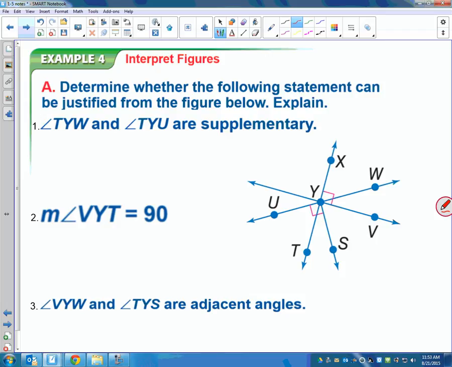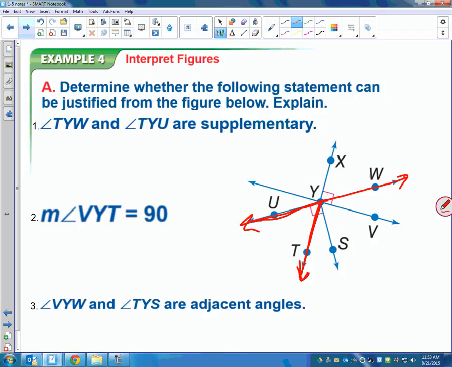I don't want to scare you too much by saying you have to not trust the picture. You also have to use what we know, right? So, number 1, angle TYW, I'm going to actually just mark it out. Angle TYW and angle TYU, that would be right here, yes? Are supplementary. What do you think?